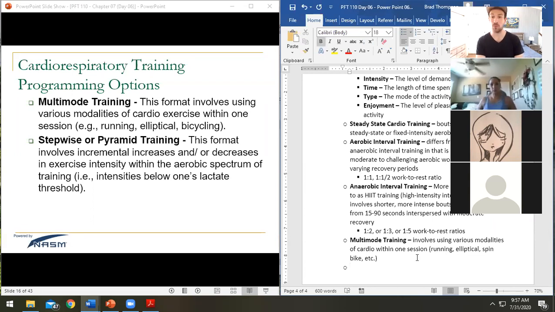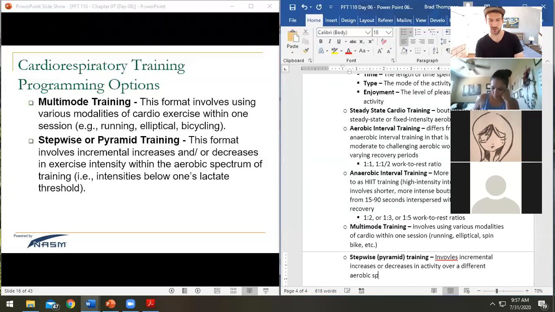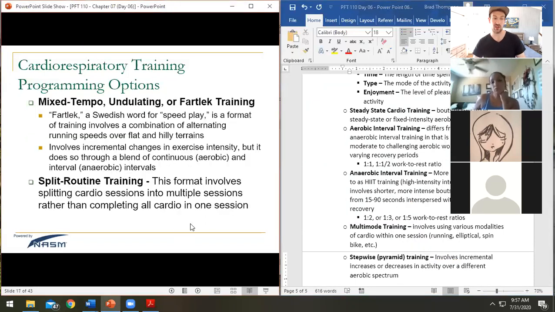And then we've got stepwise, which is more commonly referred to as pyramid training. This format involves incremental increases or decreases in activity over a different aerobic spectrum. So this is really great. Stepwise training is a great way, if you are trying to increase your intensity and build your endurance.